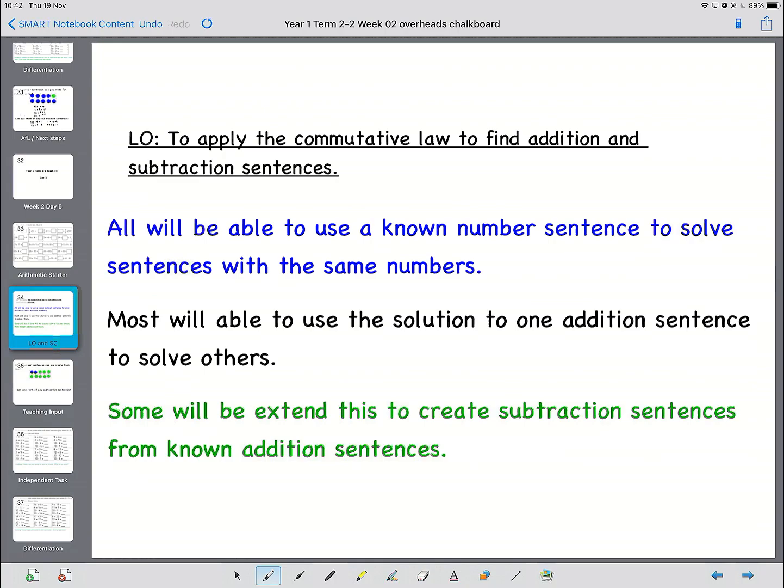Brilliant work, year 1. Okay, so today we're going to be applying that commutative law to find addition and subtraction sentences like we did in the plenary yesterday. Okay, and these are the things you're going to be able to do. So let's get started.